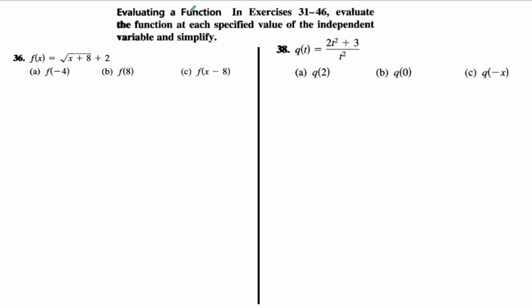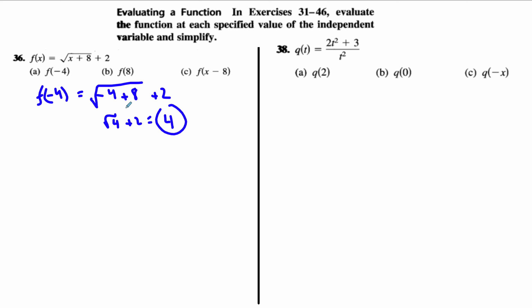Okay, evaluate the function at the specified value. So all you're doing is you're plugging in these numbers. So when you're doing f of -4, you simply plug -4 in for the variable, and then you simplify. -4 plus 8 is 4. Which is square root of 2 plus 2 is 4. That would be the fully simplified form for A.